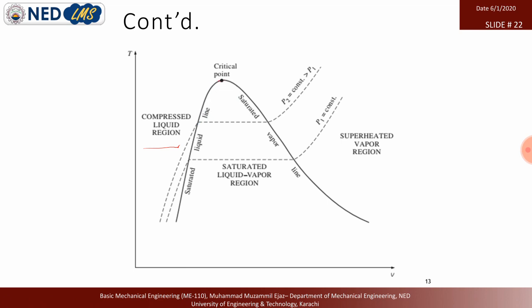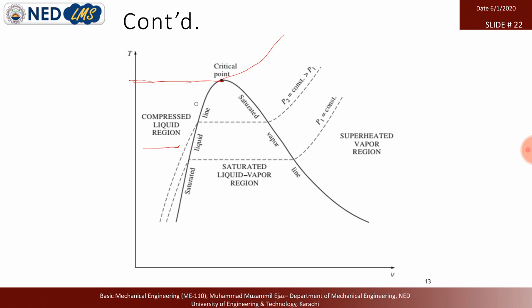And this is the critical point, where you can see that there is no phase change process. Water will heat and then go directly into the gaseous region. So there is no mixture of liquid and vapor. That is the critical point, also called the triple point or critical point.